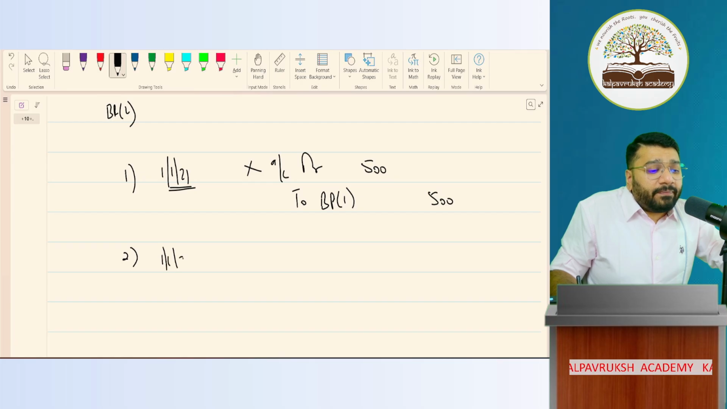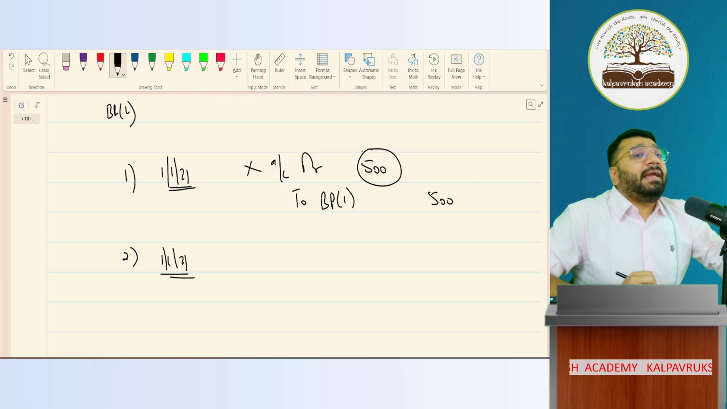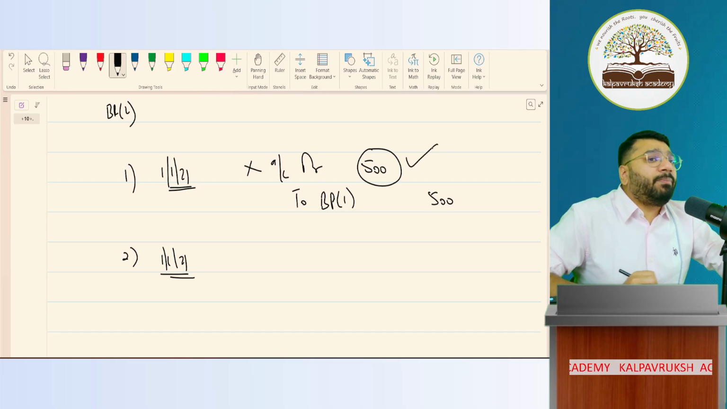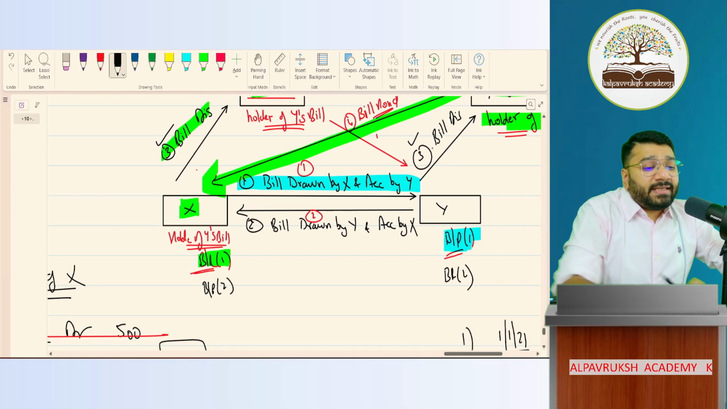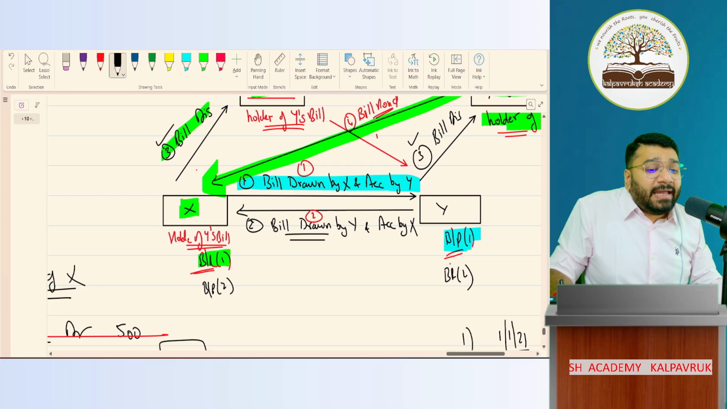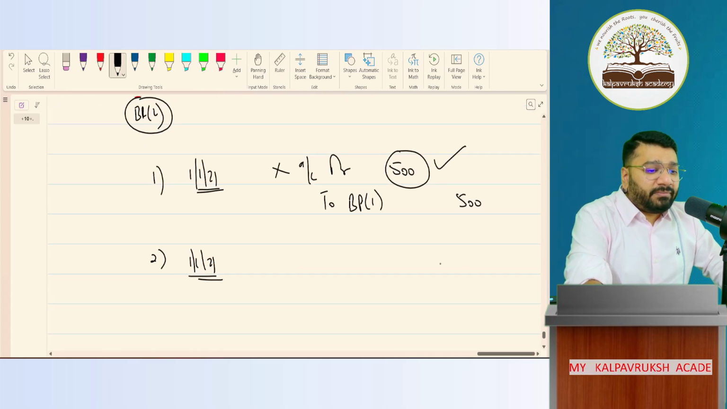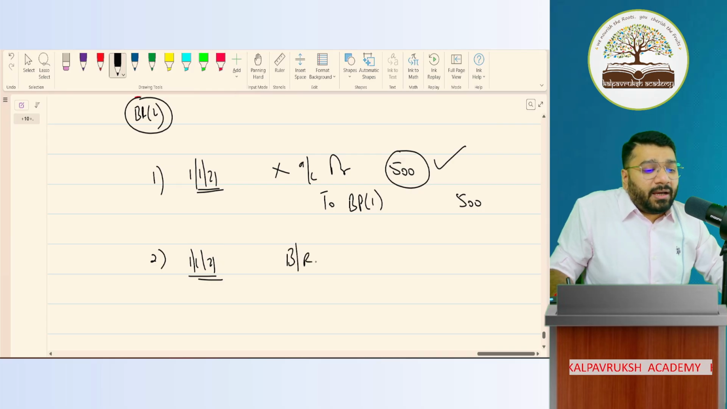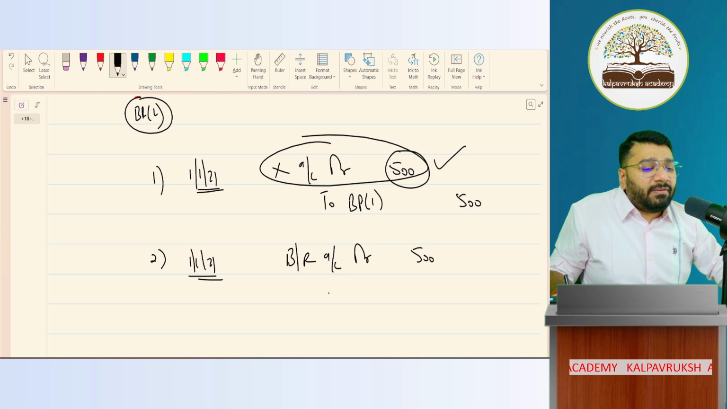On the same day, since we do not trust X, I don't have the confidence that this money will come from X. This much money I'm supposed to receive from X, but I don't trust X. So what am I doing? Y is drawing one bill on X. X is accepting the bill and giving it back. So what comes into Y's hand? PR comes. Bills receivable. So debit what comes in? BR account debit is coming. It is as good as this is coming from X. X gave it, so credit the giver, credit X. How much? 500. Got it?